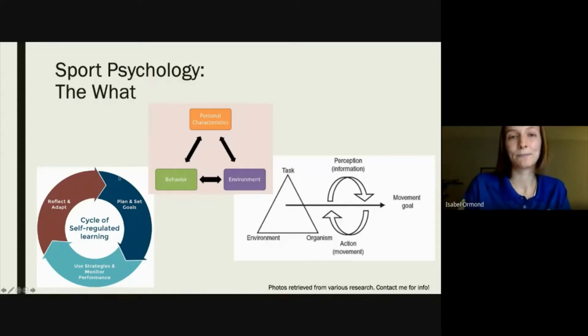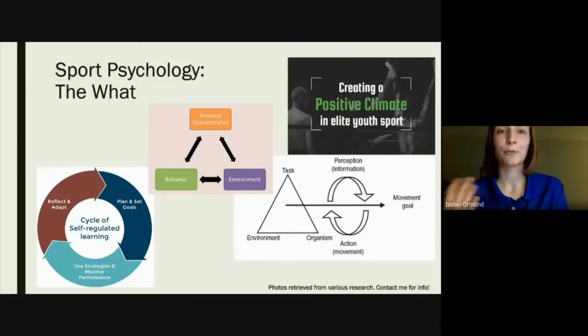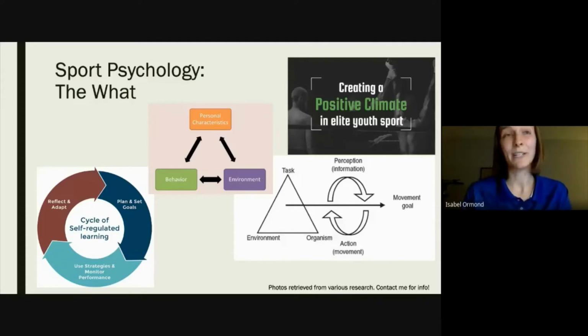Okay, and then the last one is creating a positive climate within our elite youth sport. So we don't have to give up performance or winning. It's okay to be competitive, but bridging that in with who they are off the court as well.